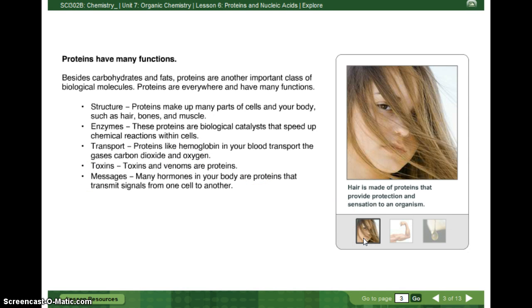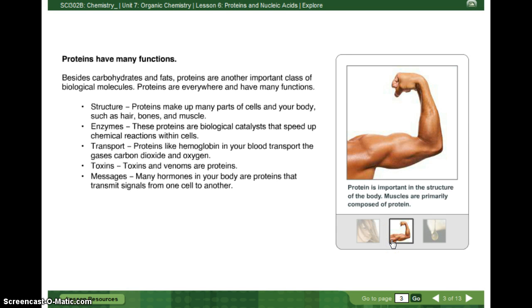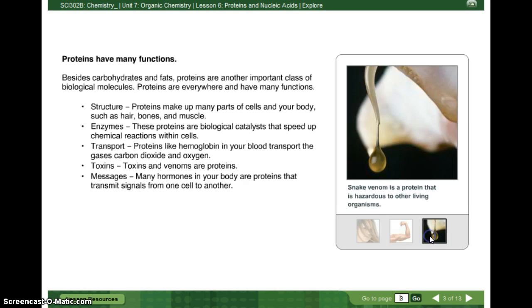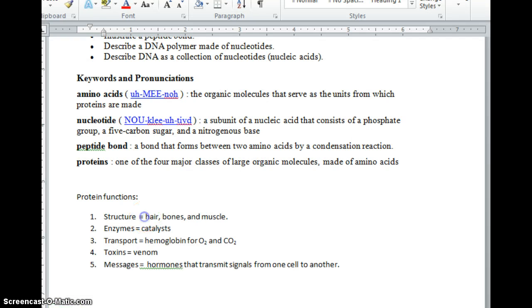So hair is made of protein that provides protection and sensation to an organism. Protein is important in the structure of the body. Muscles are primarily composed of protein. Snake venom is a protein that is hazardous to other living organisms. So that's the fang there with the venom. It's kind of a cool picture. And so I added down the 5 main protein functions and just kind of shortened them up.